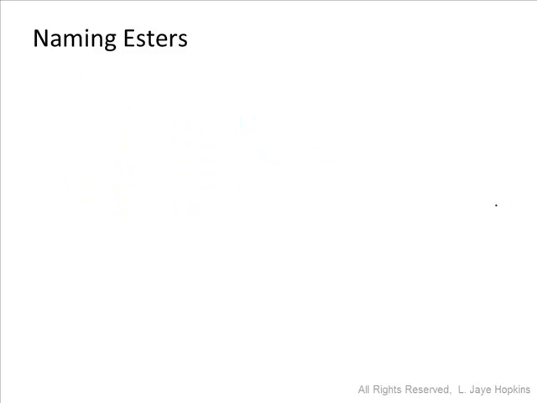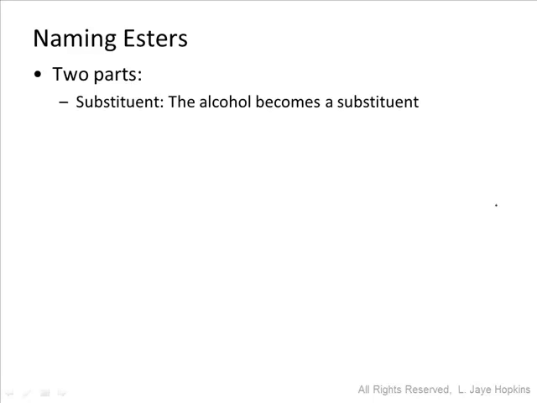Naming esters is actually fairly simple because it involves two parts, and both of the parts we've actually learned previously for other types of structures. The ester name is a two-part name that consists of essentially what was part of the alcohol that was used to produce it and what was originally part of the carboxylic acid.